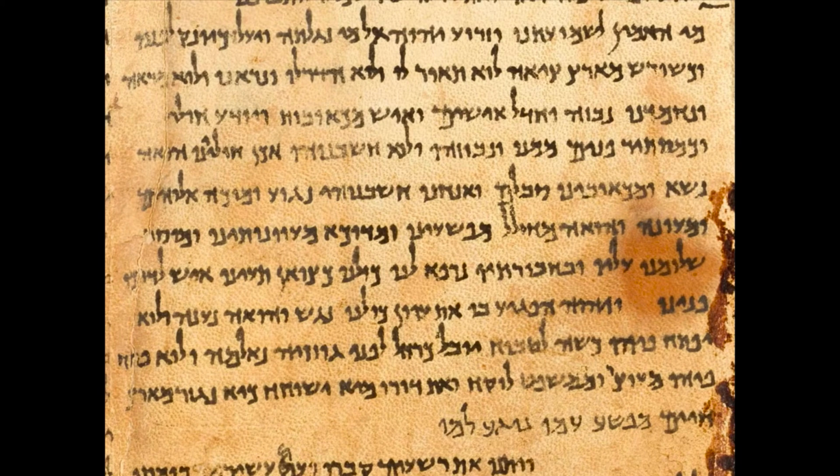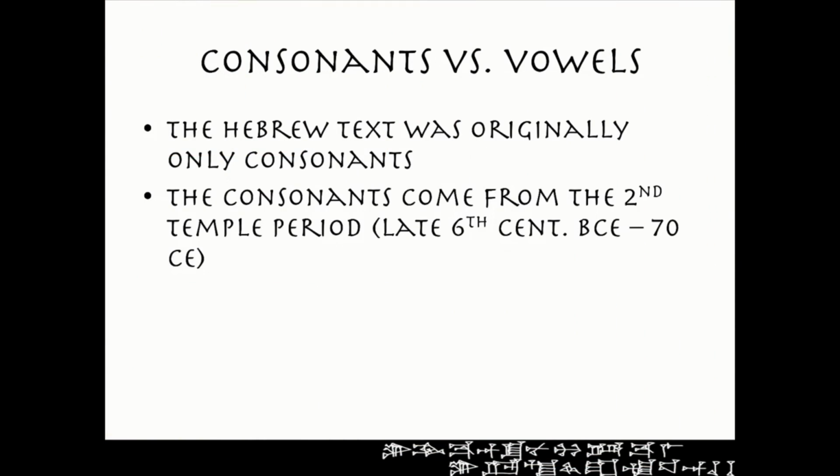This is the Qumran scroll 1Q Isaiah A, the great Isaiah scroll. This is chapter 53. But if you notice, there are no marks underneath or above the text. It's only the consonants. So this is originally how Hebrew was written. These consonants form the base of the Masoretic text, and they come from the Second Temple period. So, the late 6th century until the fall of the Second Temple, 70 CE.